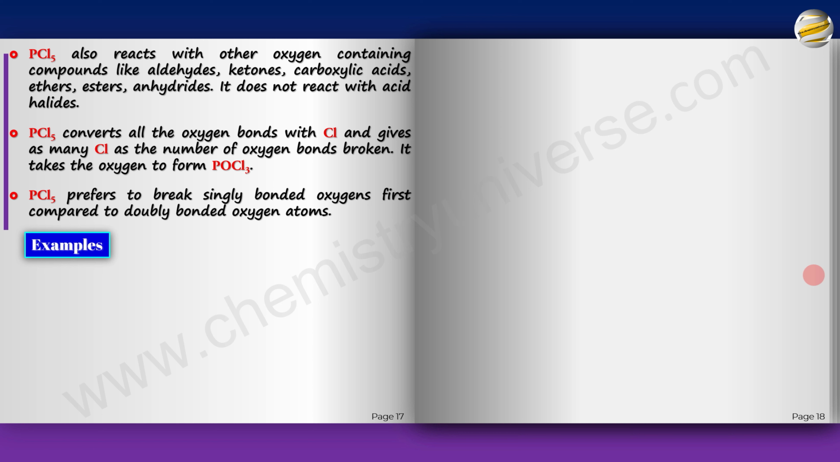So the first one coming up is alcohol with PCl5, which we have already done. I think this is pretty simple. Remember, it will break two bonds of the O, one with the R, one with the H, give them both Cl and form POCl3.